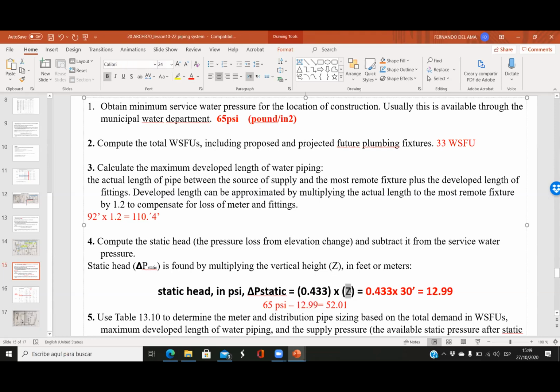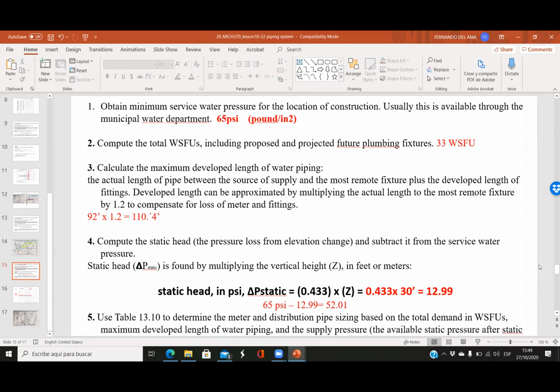So we need to calculate the maximum height. If we are working with the second floor, it should be 30. Then we have to multiply this times 0.433, and this is the pressure loss. We have to subtract the pressure loss from the surface water pressure that we have from the municipality. So this happens to be 52.